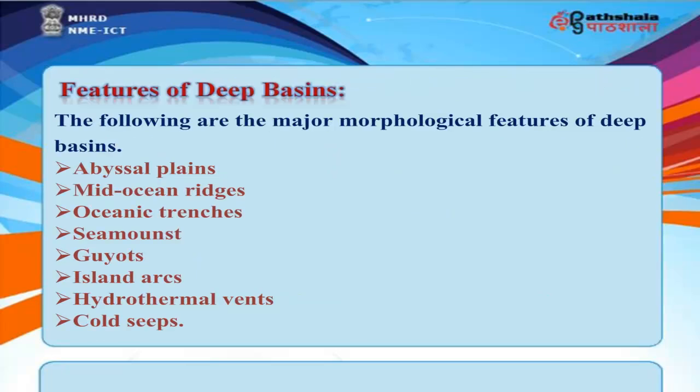Features of deep basins. The following are the major morphological features of deep basins: abyssal plains, mid-ocean ridges, oceanic trenches, seamounts, guyots, island arcs, hydrothermal vents, and cold seeps.